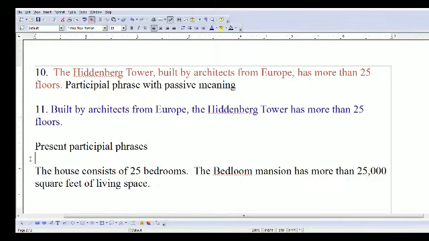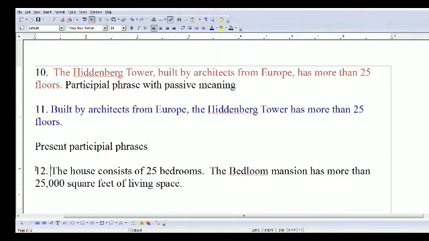Okay, now let's take a look at what we call present participial phrases. Just take a look at this one. Remember that present participial phrases mean the sentence is active. Active meaning: so we have here, the house consists of 25 bedrooms. We have the bedroom mansion has more than 25,000 square feet of living space.